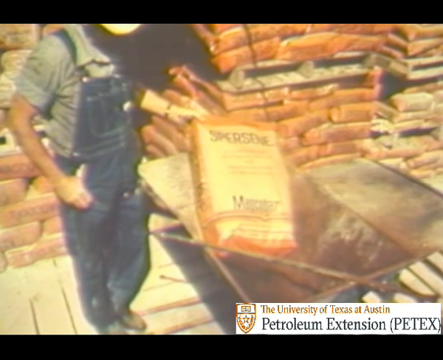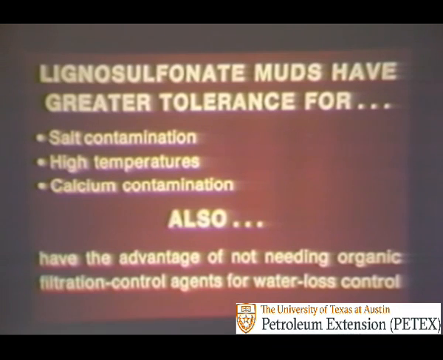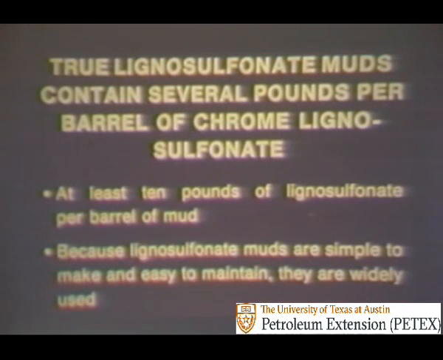For example, lignosulfonate muds have greater tolerance for salt contamination, high temperatures, and calcium contamination. Also, they have the advantage of not needing organic filtration control agents for water loss control. True lignosulfonate muds contain several pounds per barrel of chrome lignosulfonate, say at least 10 pounds of lignosulfonate per barrel of mud. Because lignosulfonate muds are simple to make and easy to maintain, they are widely used.